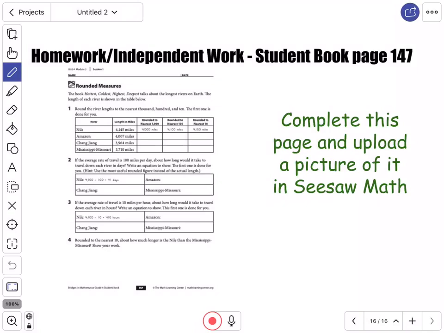And then last but not least, all right, for your homework or independent work, what I'd like you to do is open up your student book to page 147. I want you to complete this page and upload a picture of it in Seesaw, okay? And that is your lesson for today, my friends.